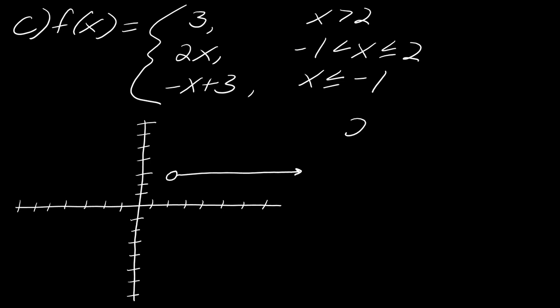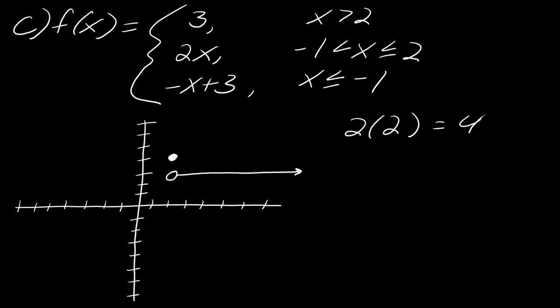So let's figure that out. I've got 2 times 2 equals 4. So I'm going to plot the point 2, 4. Here's 2, 1, 2, 3, 4. Does 2 get a open circle or a closed circle? 2 is included on this part of the function, so it gets a closed circle. So go ahead and mark that.